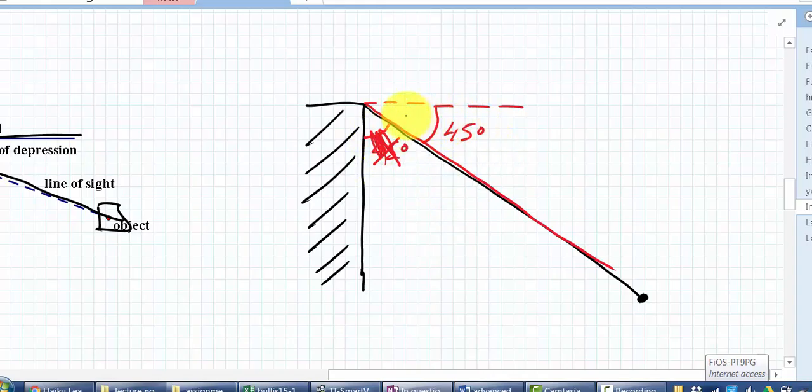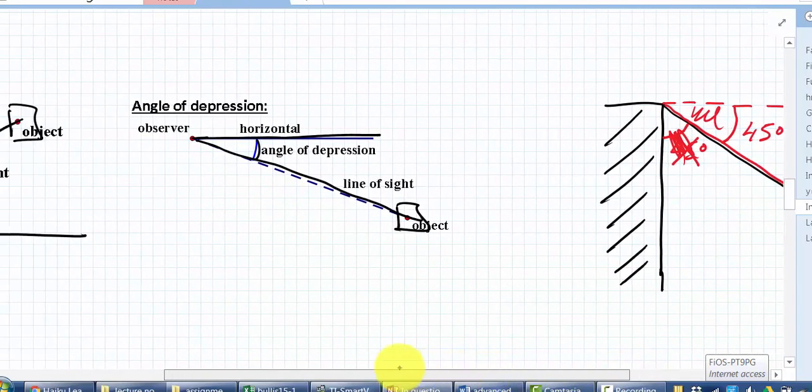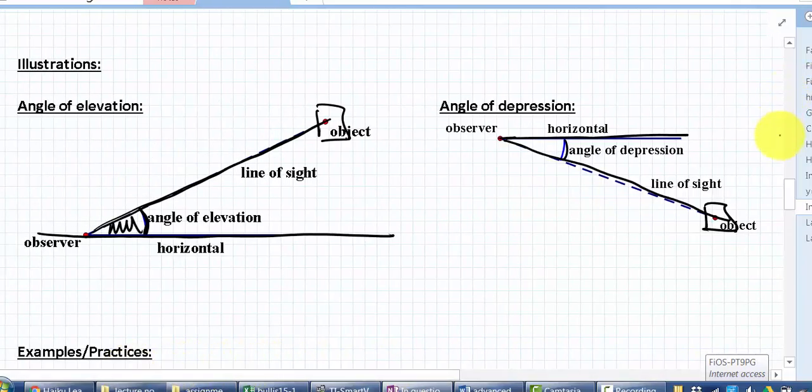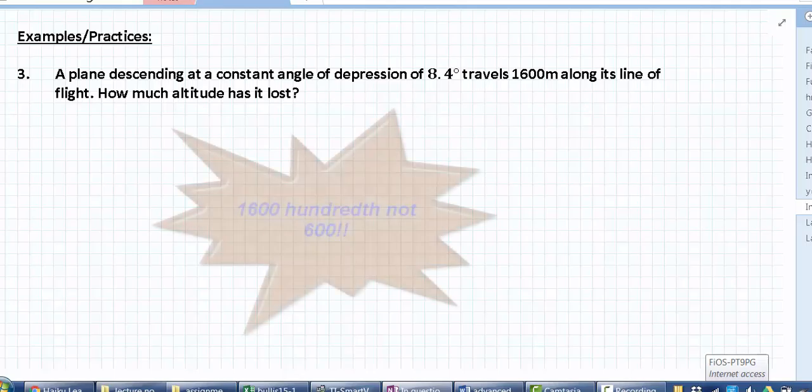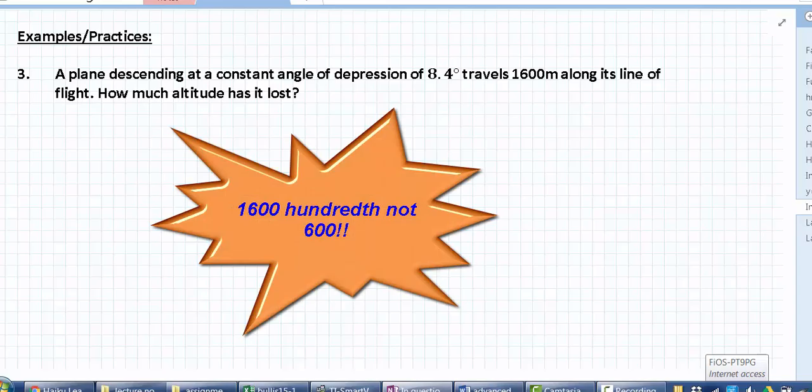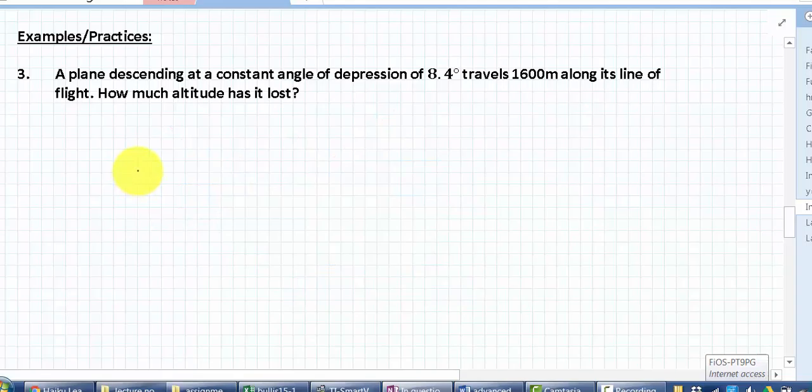But anyway, this is where you have to put the angle of depression, okay? Let's go over some problems, and after that, you will do some problems on your own. All right, let's go over the first one. A plane descending at a constant angle of depression of 8.4 degrees traveled 600 meters along its line of flight. How much altitude has it lost?